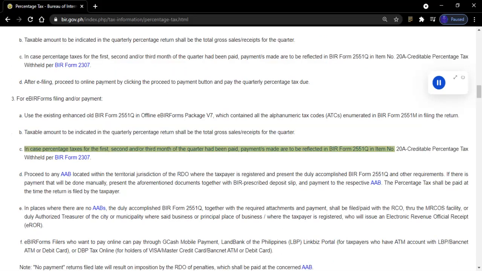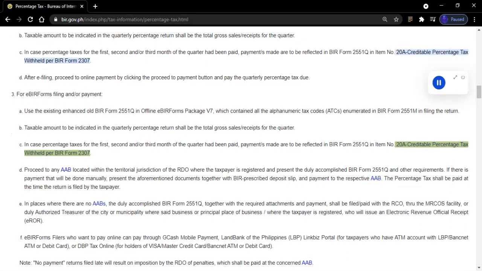In case percentage taxes for the first, second and/or third month of the quarter had been paid, payment is to be reflected in BIR Form 2551Q in Item No. 20A, creditable percentage tax withheld per BIR Form 2307.